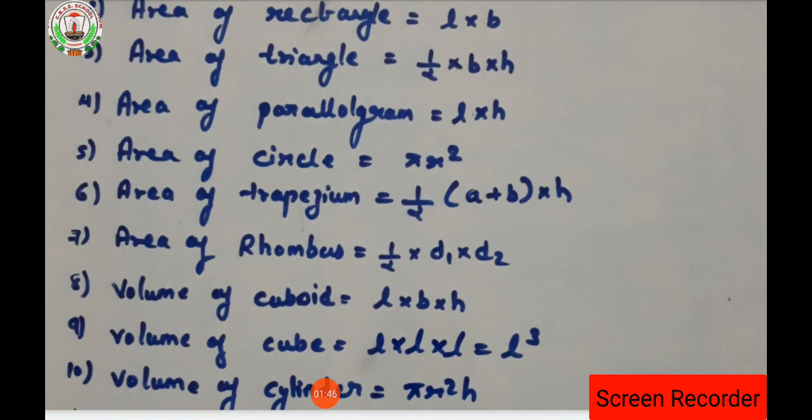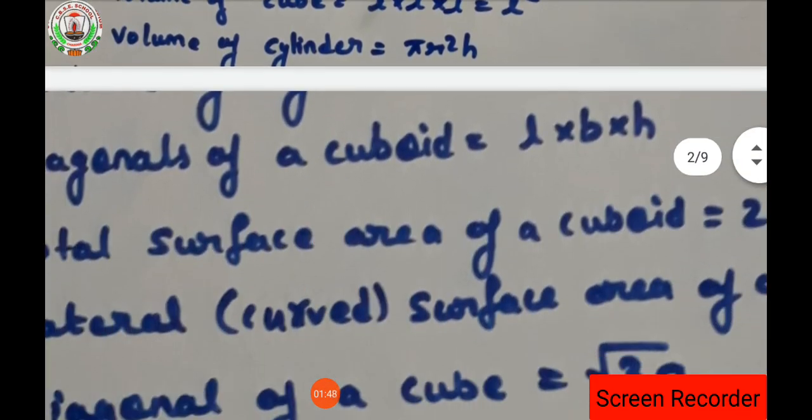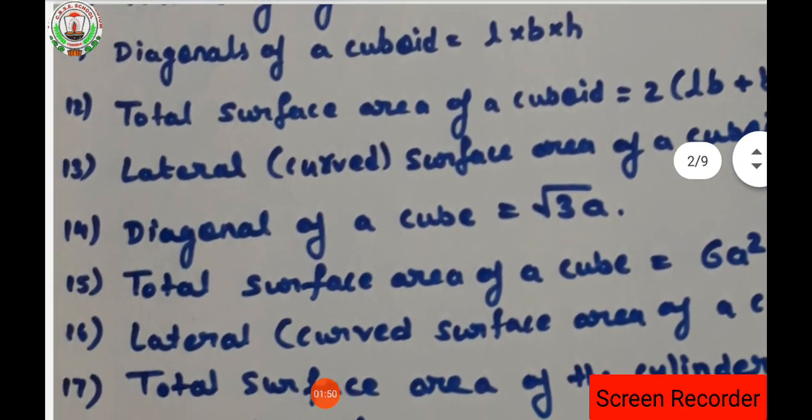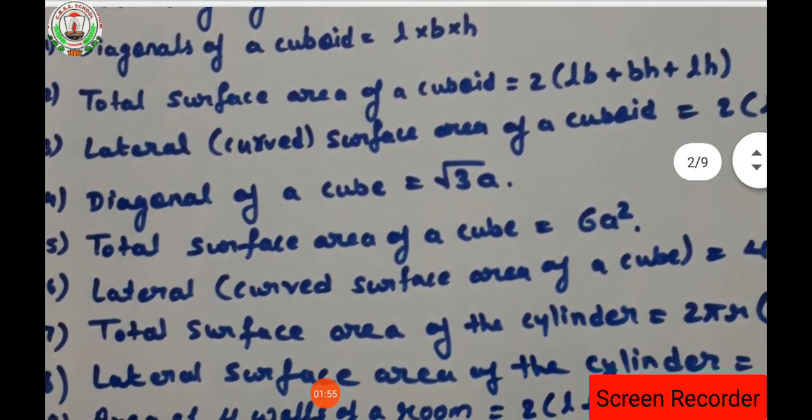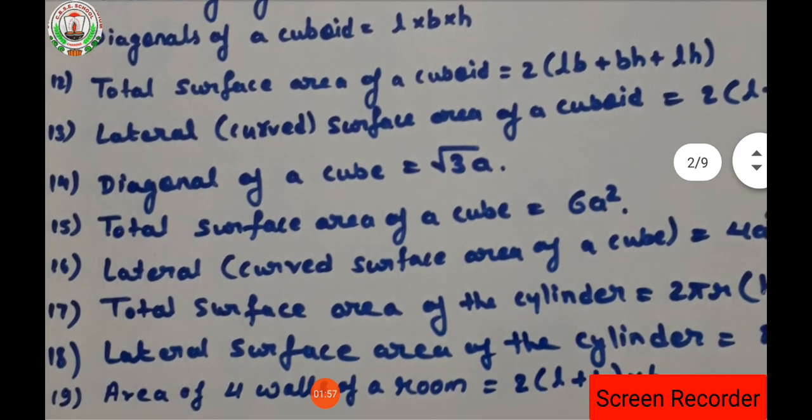So these are the 10 formulas. Now 9 more formulas again I will give you. More formulas are there, since the chapter is totally based on the formulas. So it is very important to know the formulas. The next one is diagonal of a cuboid is equal to root of (l square plus b square plus h square).